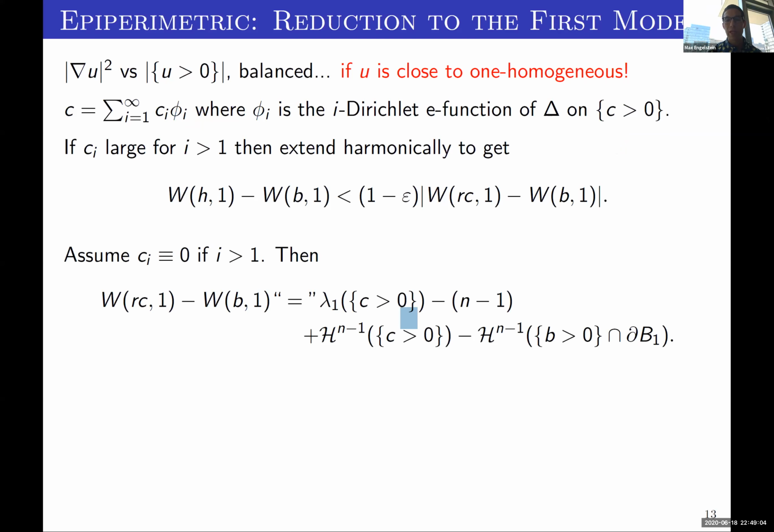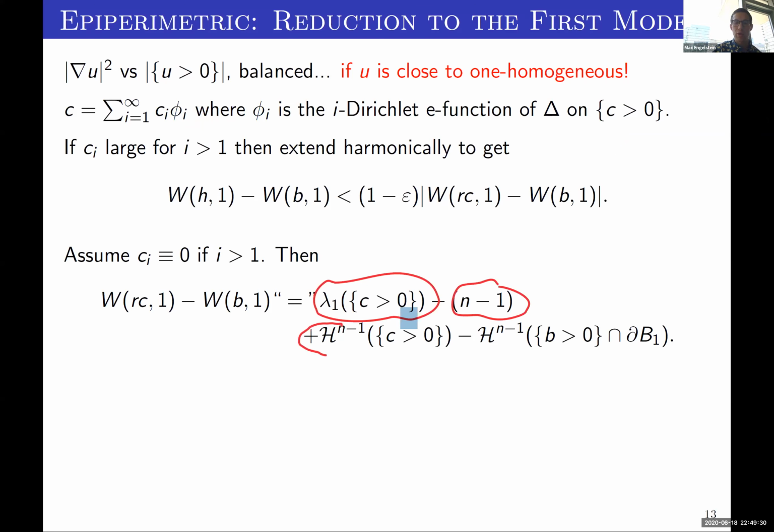So that's what we're going to do. We're going to start off with function C. And in that case, the epiperimetric inequality reduces down to understanding a different functional. You take the first Dirichlet eigenfunction of the positivity set of C and subtract off the first Dirichlet eigenfunction of the positivity set of B. Remember that this number is n minus 1 because B is a one homogeneous minimizer.